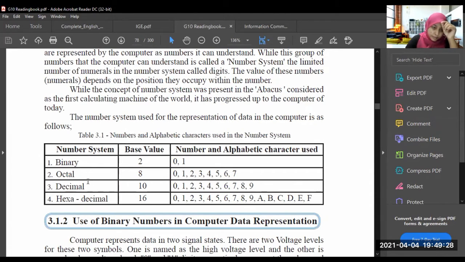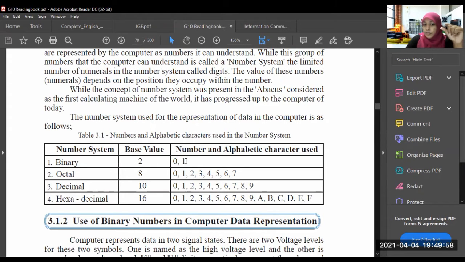Binary number system has a base value of 2. I will show you how to write it, right? In the binary number system we use only two numbers, zero and 1. Next, the octal number system, the base is 8. Why is it called octal? Because there are only 8 characters. Why is it called binary? Because there are only 2 characters.